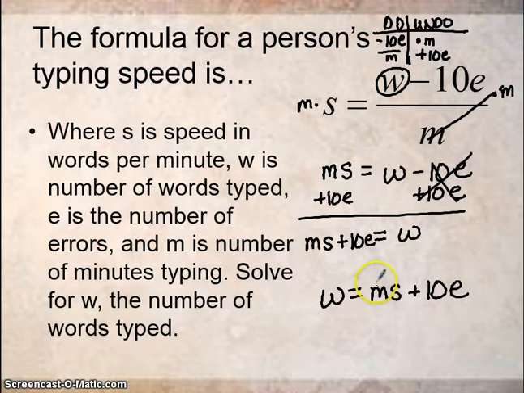In other words, they would have to multiply the number of minutes times the speed and then add 10 times the number of errors.